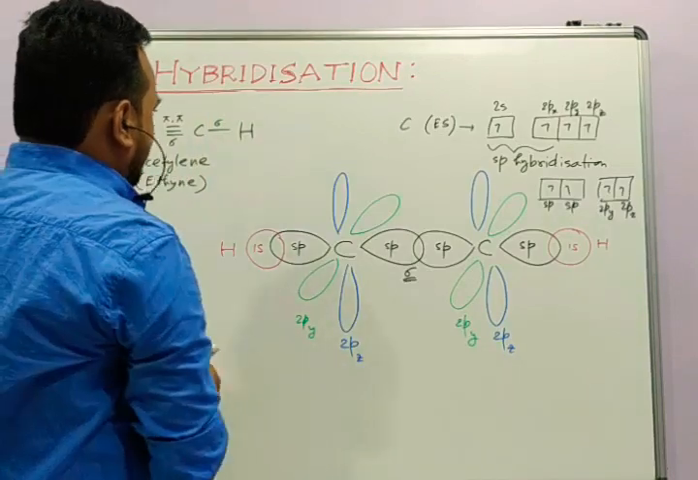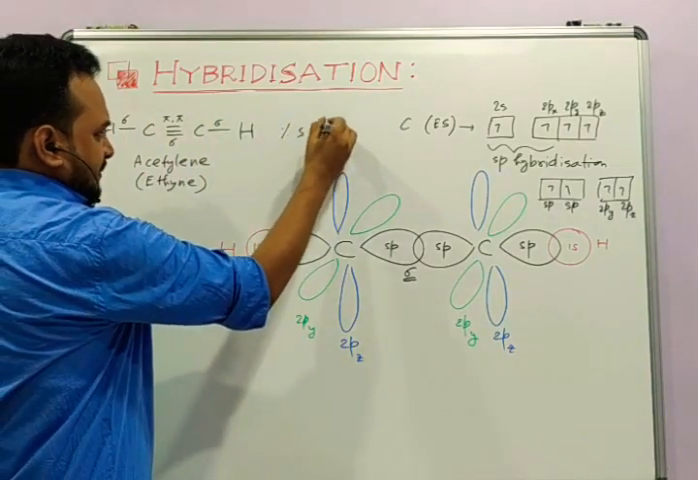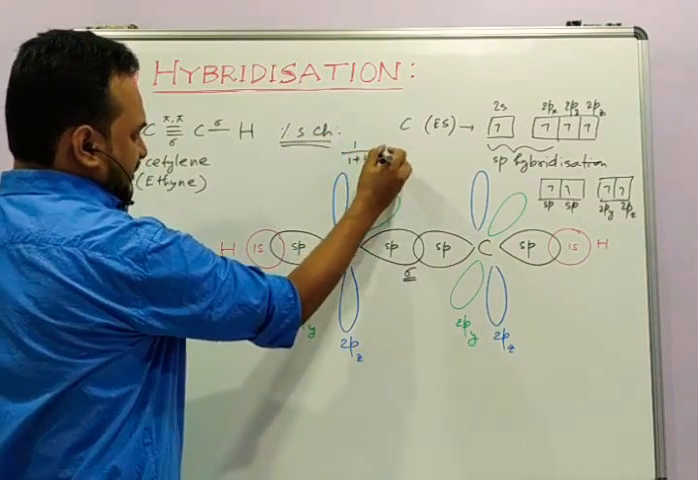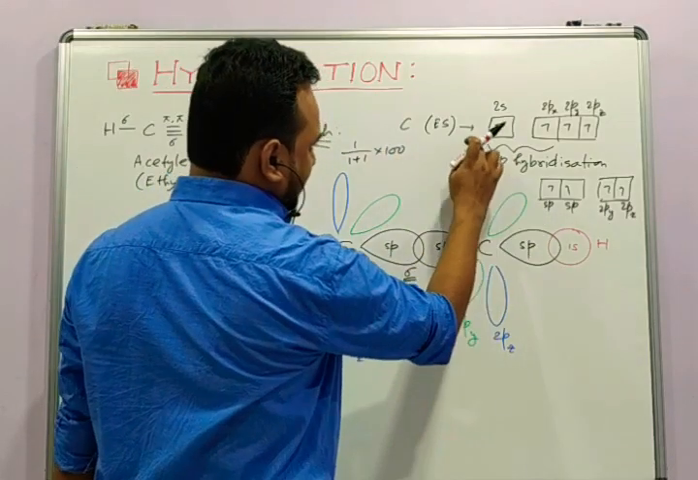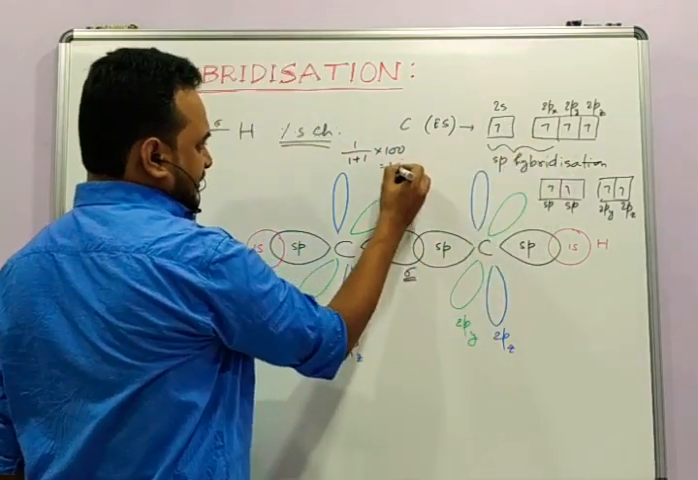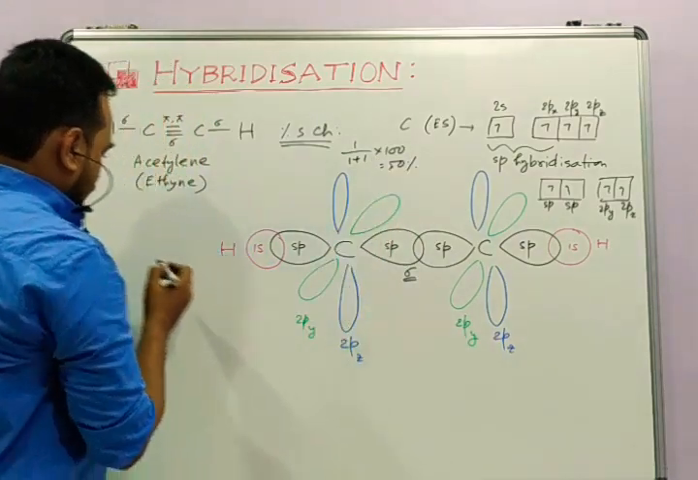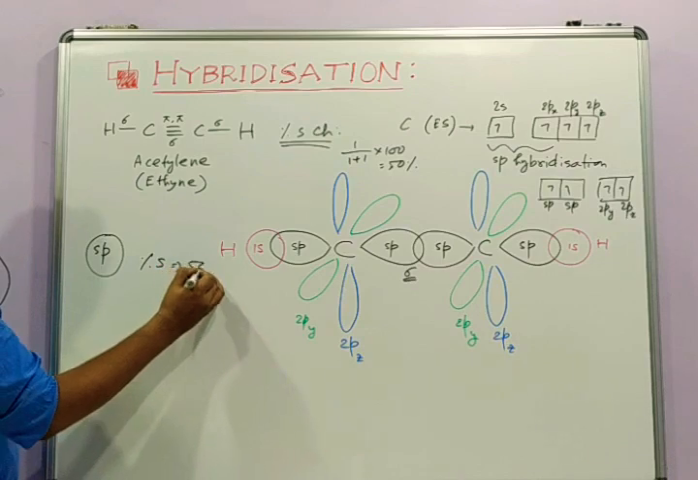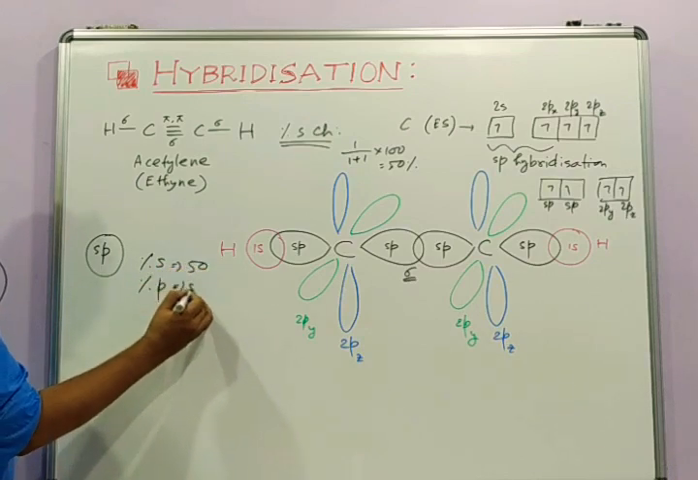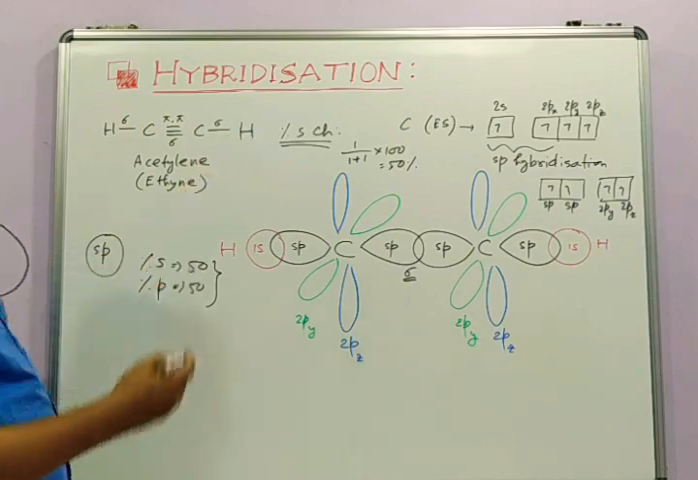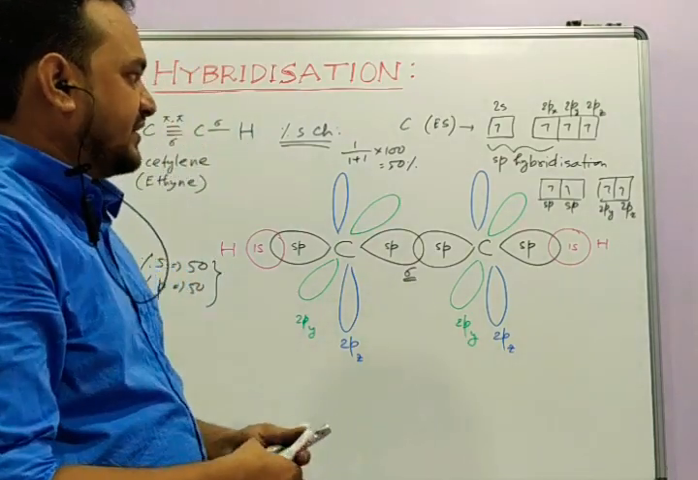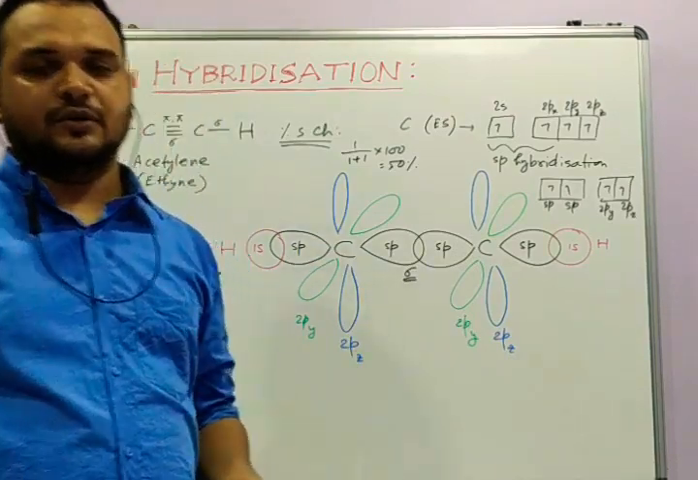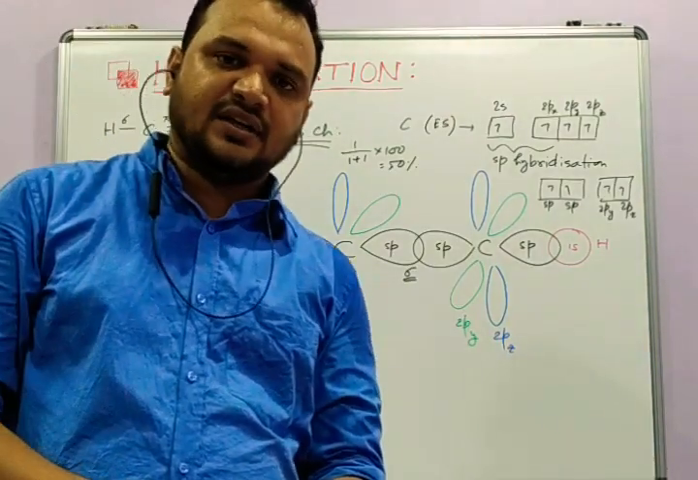So here again we can calculate percentage S character. So here it will be 1 by 1 plus 1 into 100, because one s orbital is participating and one p orbital, so it is 50%, right? So for sp hybrid orbital, percentage S character is 50 and percentage P character is also 50. So it will become more spherical, as I said earlier, that the greater the S character of the hybrid orbital, the more spherical it will look, because the S orbital is spherical in shape.